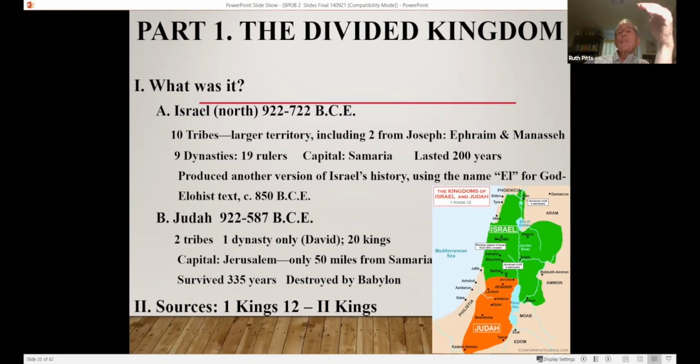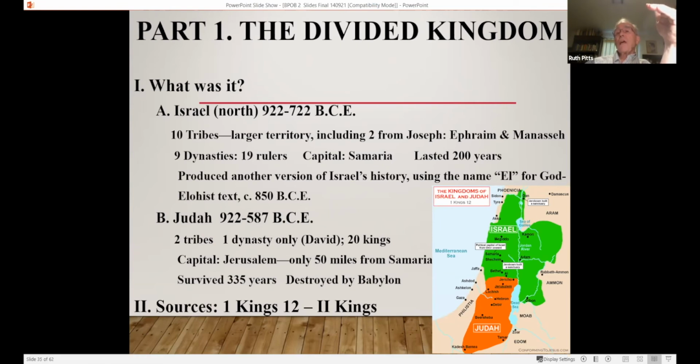So what is the divided kingdom? Now, the north is going to last for exactly 200 years. It's going to have 10 tribes. It's a larger territory. There are 9 dynasties. A dynasty is a family of rulers and 19 rulers, so it's not going to be very stable. You get this influence of kind of an Amphictyony, or all the tribes wanting to have their people ruling. The capital in the north is Samaria.